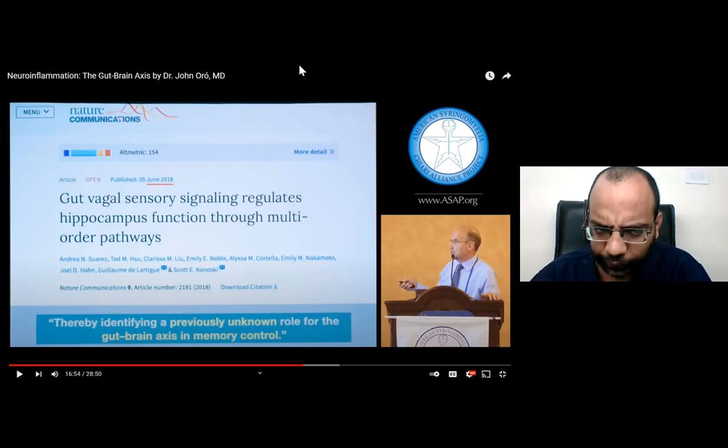Now you can also understand how gut vagal sensory signaling regulates the hippocampus functions through multiple pathways. You can understand why epilepsy is created and how memory is controlled in the gut-brain axis. Am I clear to all of you, or do you want to know more on this, or any questions at this point of time?